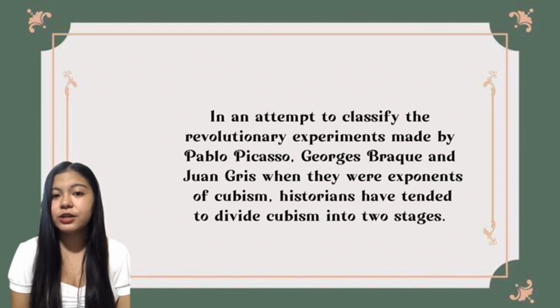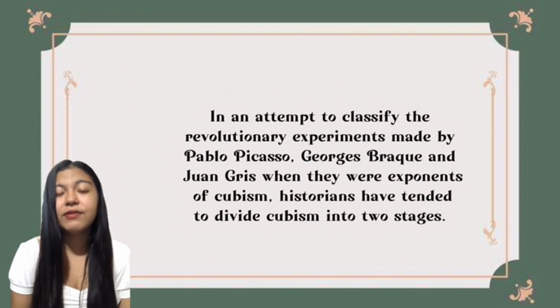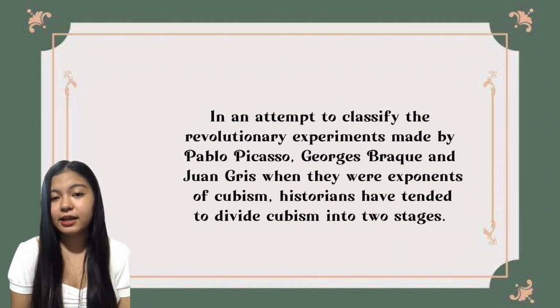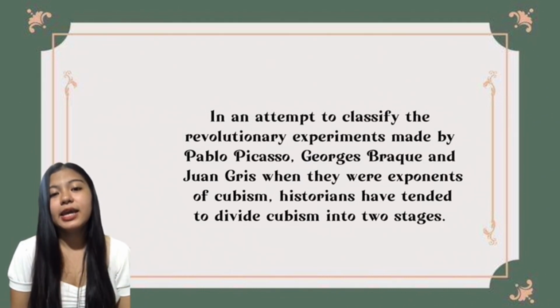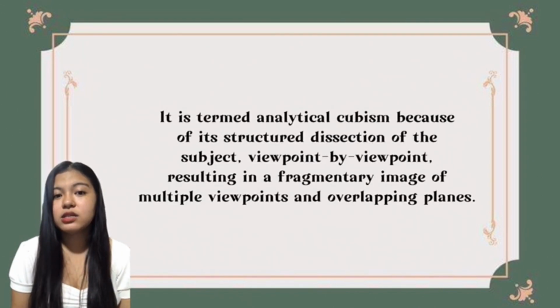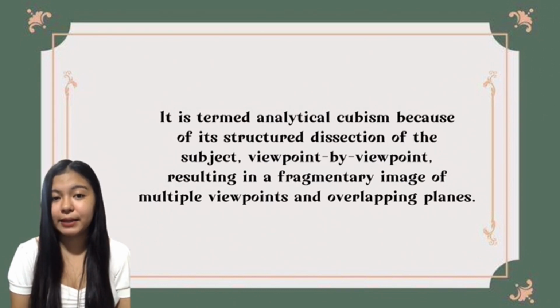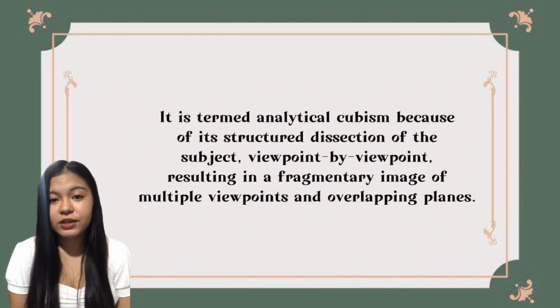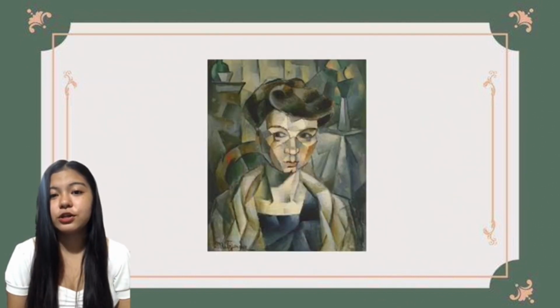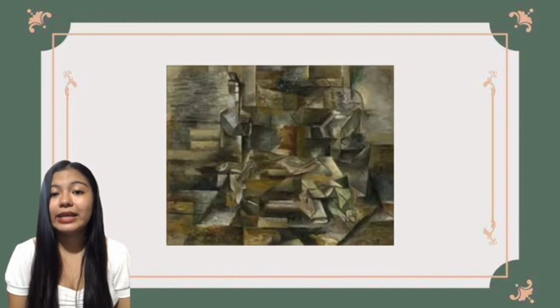The early phase, generally considered to run from 1908 to 1912, is called Analytical Cubism, and the second is called Synthetic Cubism. It is termed Analytical Cubism because of its structured dissection of the subject, viewpoint by viewpoint, resulting in a fragmentary image of multiple viewpoints and overlapping planes. Other distinguishing features of Analytical Cubism were a simplified palette of colors. Also, the viewer was not distracted from the structure of the form and the density of the image at the center of the canvas.